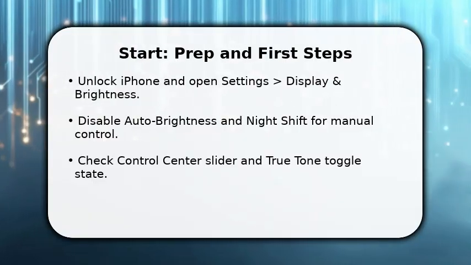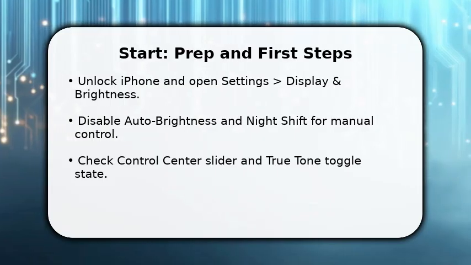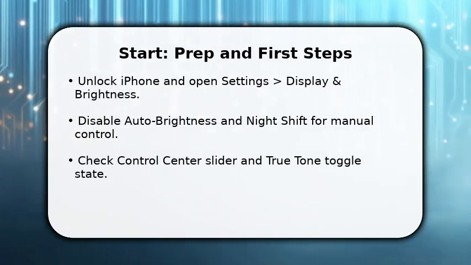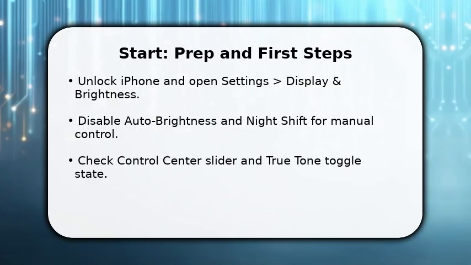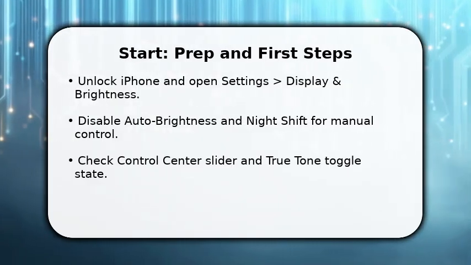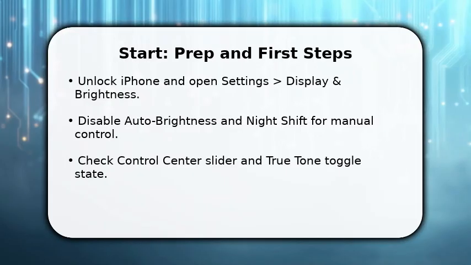You're starting now. Unlock the iPhone and go straight to Settings, then Display and Brightness so you can act. First, turn off Auto Brightness and Night Shift to stop automatic changes. This gives you a stable baseline.